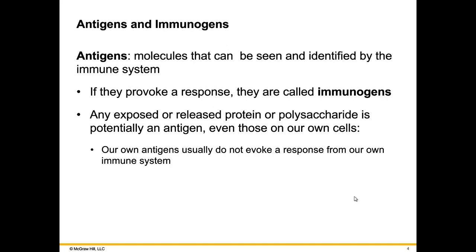So a couple of terms we also need to be familiar with for this chapter is antigens and immunogens. So antigens, by definition, are molecules that can be seen and identified by the immune system. And most antigens, but not all, many antigens, at least from foreign substances, are also considered immunogens because they provoke an immune response. So not all antigens will provoke an immune response, but any of them that are considered immunogens will.